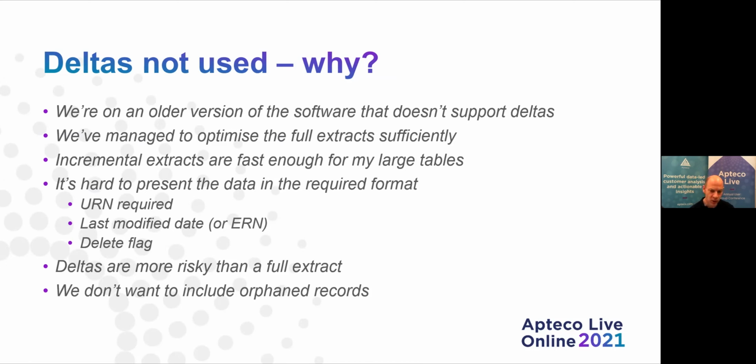Deltas are inherently more risky than performing full extracts every single time. If you have a data issue and then you apply 10 deltas to it, then that data issue is going to be persisted through those 10 deltas. While if you're doing full extracts every single time, you know that you're taking an exact copy of what you previously got, and you don't have to apply additional deltas to correct data.